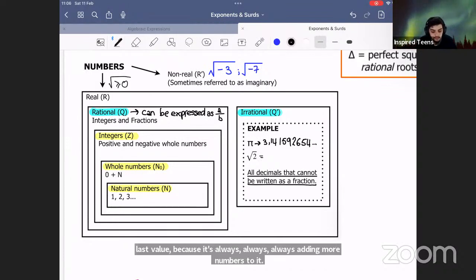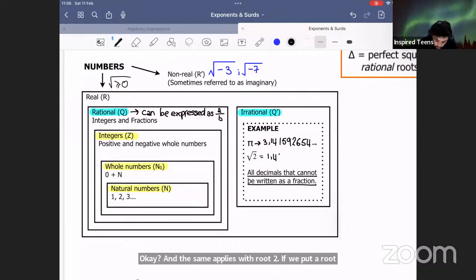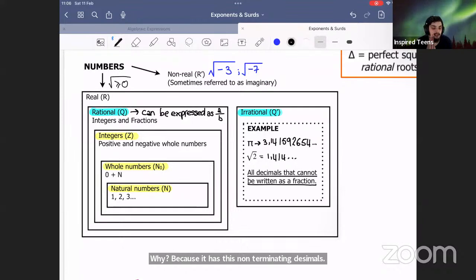The same applies with root 2. If we put root 2 in our calculators, we get a never-ending decimal, 1,414, and so on and so forth. So that is a type of number that we refer to as an irrational number. Why? Because it has non-terminating decimals. The decimals don't end, and we don't actually know the entire value of it because the numbers keep going on and on. However, a rational number can be expressed as a proper fraction, and we know the entire value of it. An example is 2.